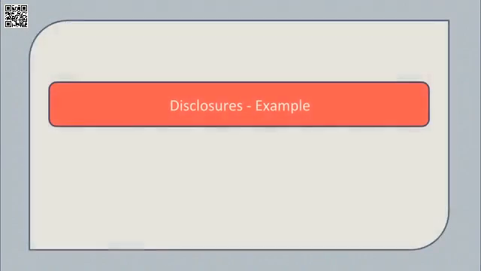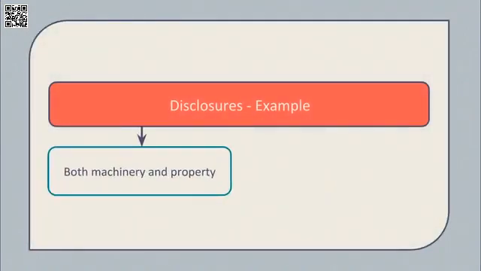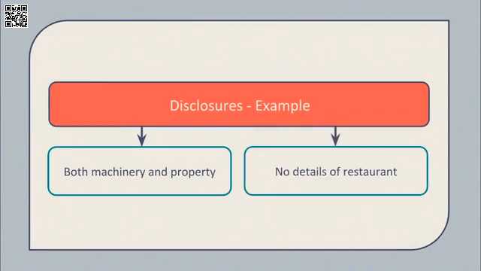So in this example we need to mention both the machinery and the property, i.e. the restaurant Sushi owns. However, the question doesn't give us the restaurant details, but if this was an exam I would mention it, showing the examiner that you know what you're doing and you know the property should be included in the disclosure.